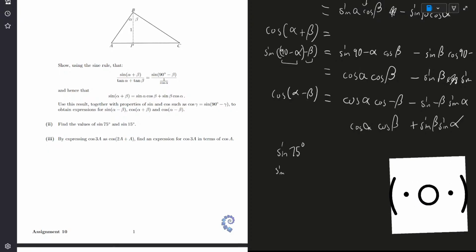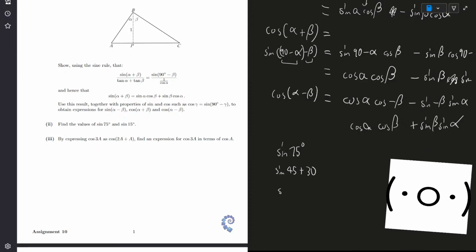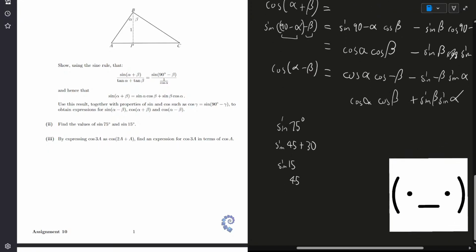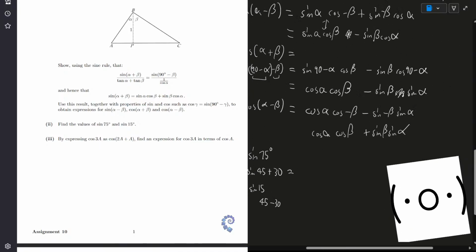And 75, we can properly reduce this to 45 plus 30. And 15, we can properly make into 45 minus 30, which means that we can just plug it in again.